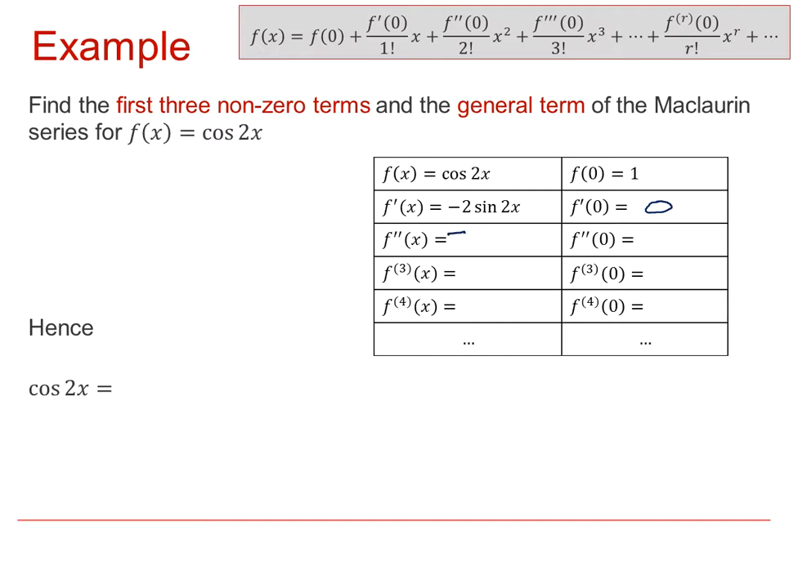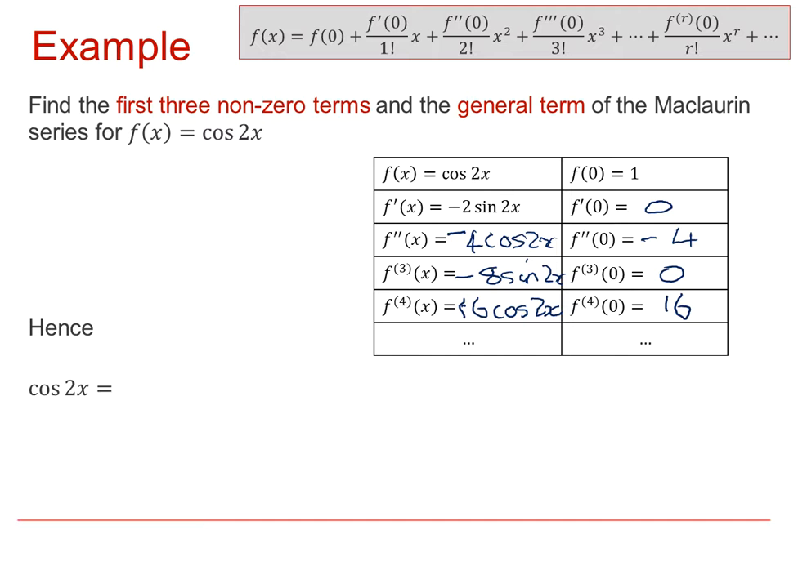Differentiating would give us minus 4 cos 2x, and accordingly a value of minus 4 at x equals 0. We would then get minus 8 sin 2x and a value of 0. And you can see that all the odd derivatives are going to be 0. And then a value of 16 cos 2x, the fourth derivative, with a value of 16.